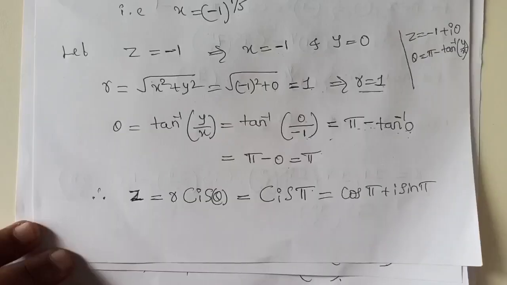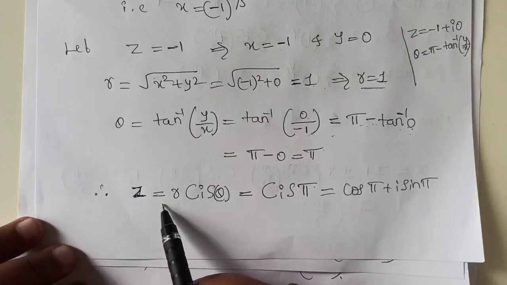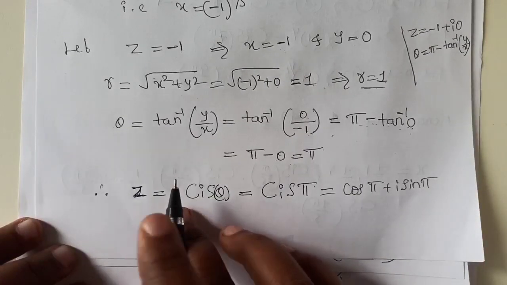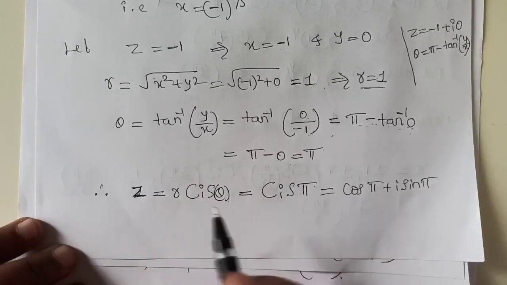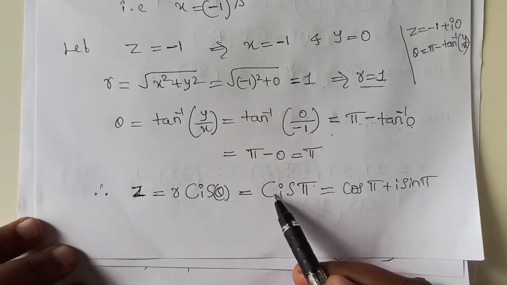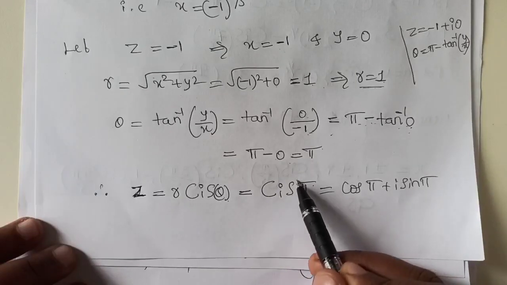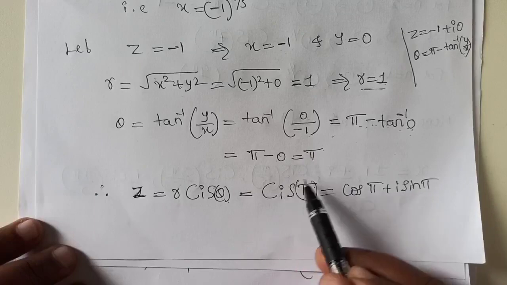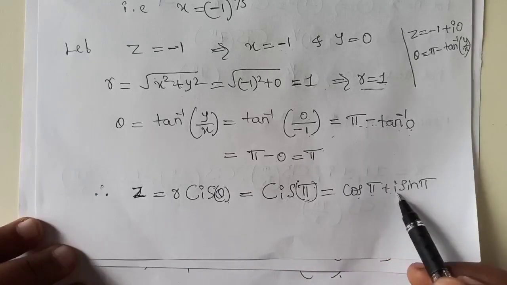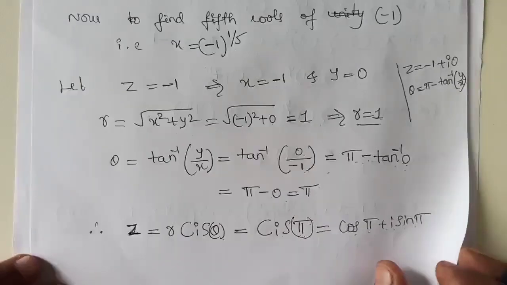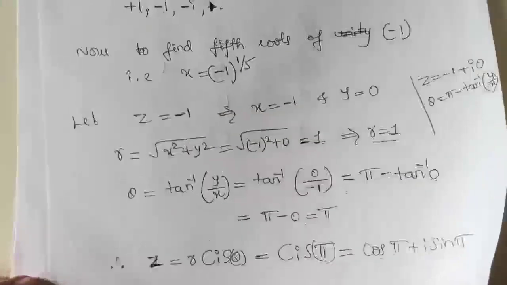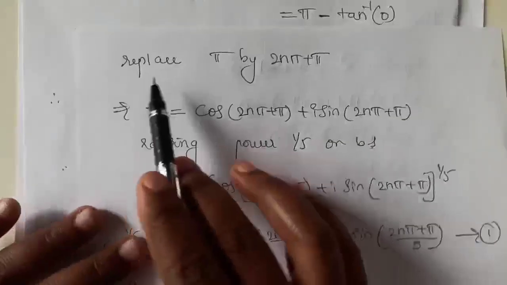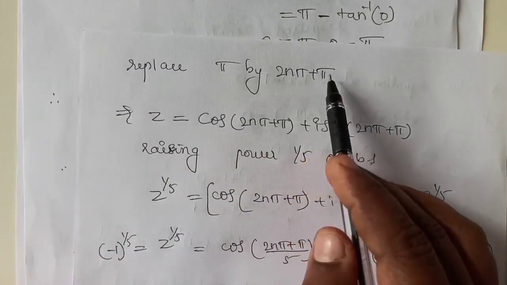Now, representing in the polar form z = r(cos theta + i sin theta), we get r = 1 and theta = pi, the amplitude value. So it can be written as cos pi + i sin pi. Now we replace this pi by 2n pi + theta, that is, replacing pi by 2n pi + pi.